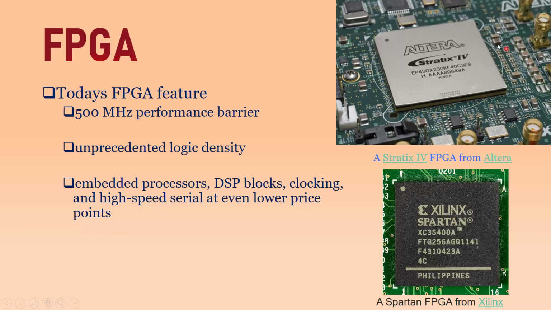For example, in this board, as you see in the center, you have an FPGA IC, which is Stratix IV, that is the family of the IC. Surrounding it, you find all these ICs, interconnects, some passives and some connectors. You see that there is a crystal also. All these parts are embedded processors, DSP blocks, clocking, and high-speed serial at even lower prices. The prices are decreasing and functionality on the FPGA boards is increasing with unprecedented features.